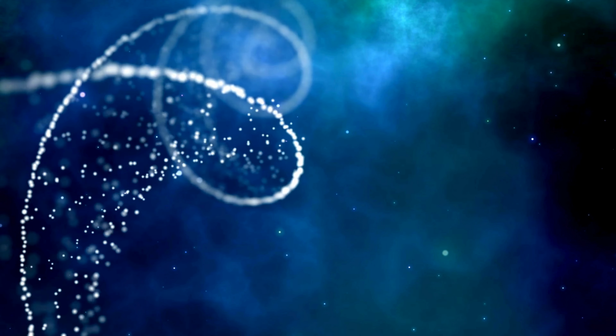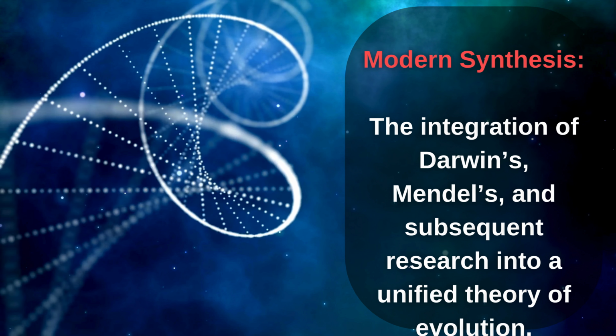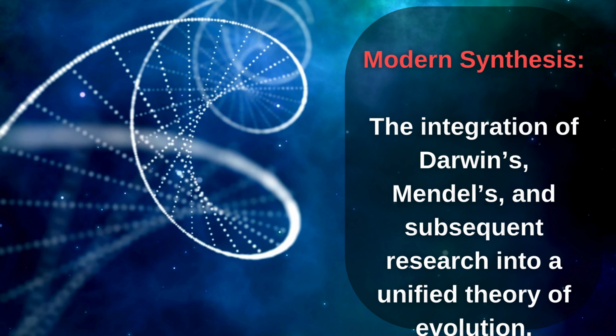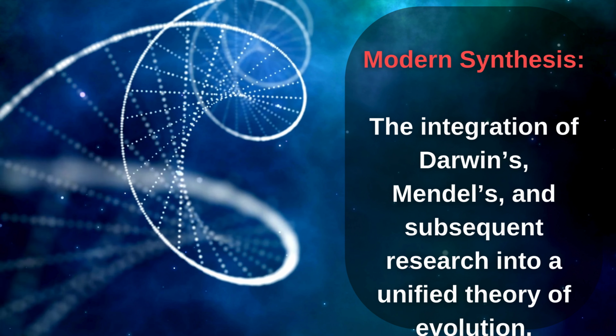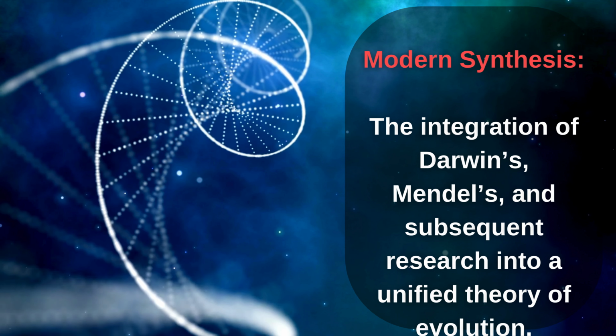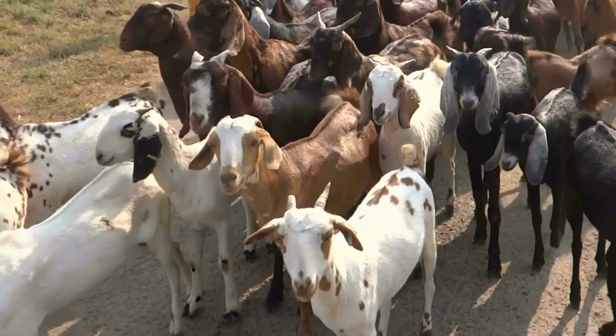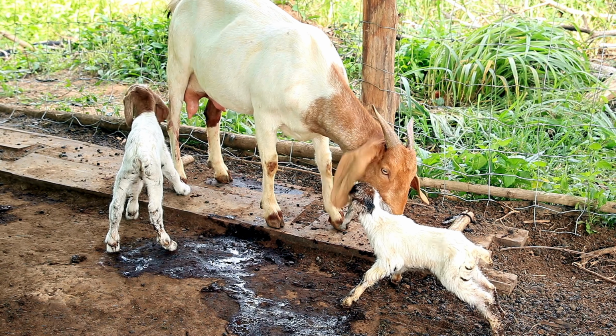But how did this transformation happen? Evolutionary science, especially modern synthesis, gives us a powerful framework for understanding these changes. The modern synthesis unified Darwin's theory of natural selection with Mendel's principles of inheritance. This synthesis provided a solid explanation for how variation in populations arises and how it's passed down through generations.